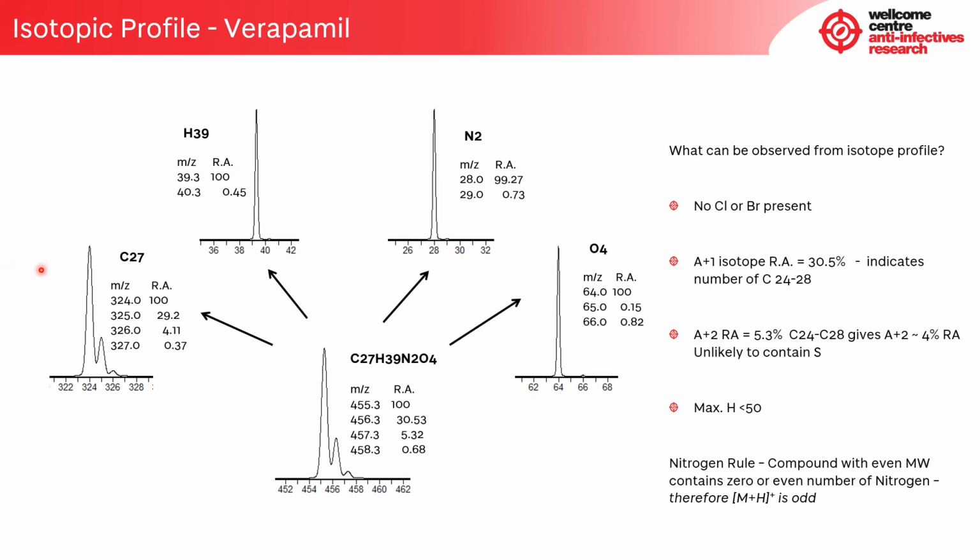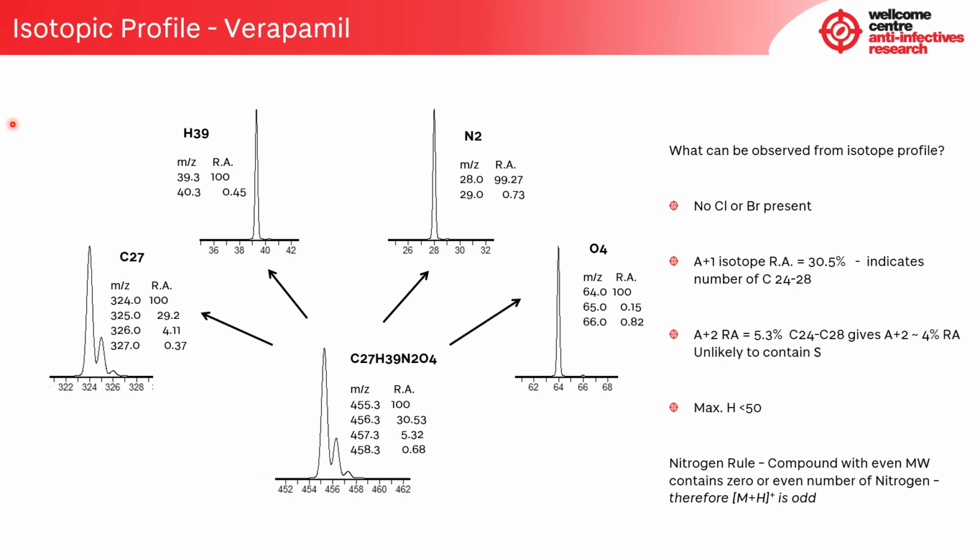If we look just at the contribution of carbon to the overall profile, and we had a compound which consisted of just 27 carbons, the isotopic pattern would be as shown. The relative abundance of the A peak again set to 100%, and now the A+1 isotope of around 29% and the A+2 around 4%. These figures are very similar to those seen in verapamil, indicating that carbon is the main contributor to the isotope peaks.